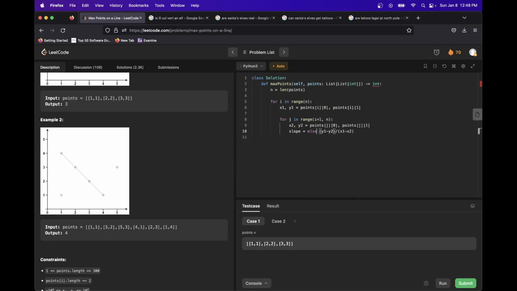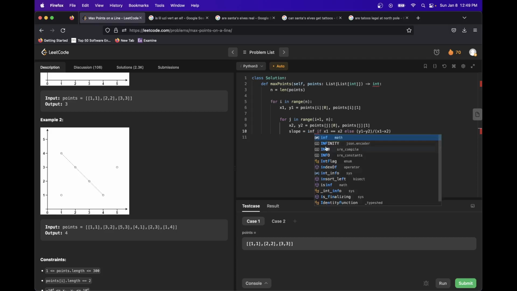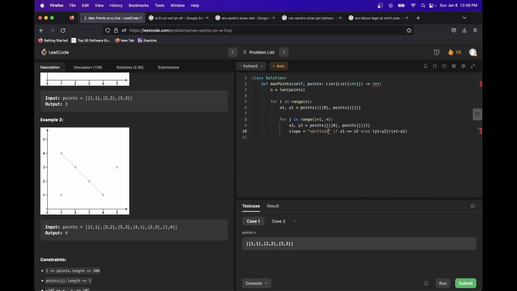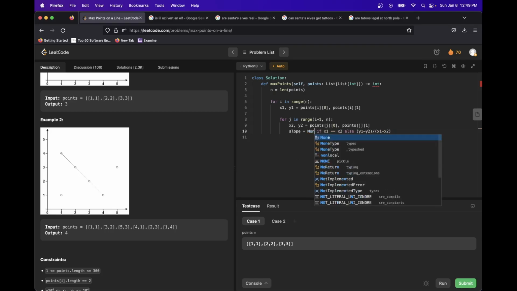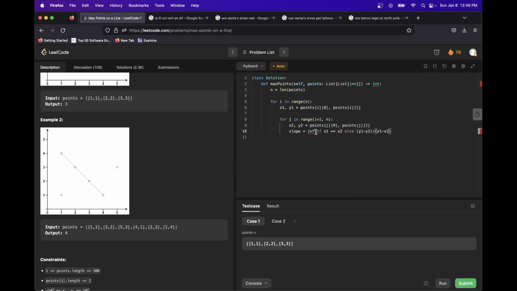So let's have this be the else. And then we'll say if x1 equals x2. So then here we could put infinite, or we could put anything. We could put vertical. Or if you really wanted to optimize, you could put none, because that would take up slightly less space. But we'll put infinite because it's somewhat readable to say that the slope is infinity.